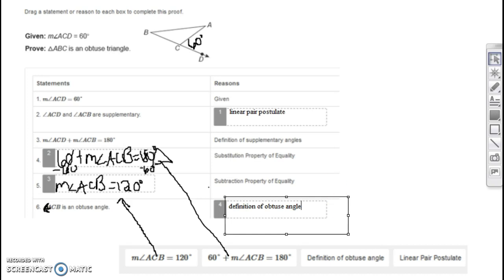I think I might have actually cut off the last step of this problem. I'm really sorry. But if you notice here where I cut it, we've ended with an obtuse angle, but we're trying to prove that it's an obtuse triangle. So then you should have one more thing here saying triangle ABC is an obtuse triangle because of the definition of an obtuse triangle. So sorry I cut that off.